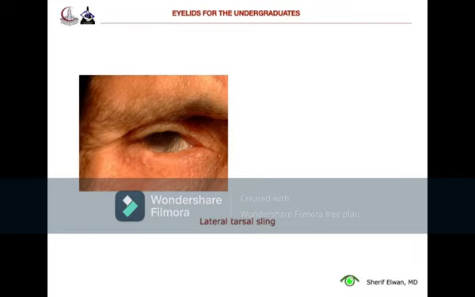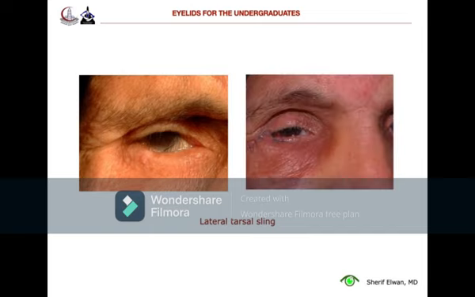And this is the lateral tarsal sling. Here the lashes are maldirected, lower lid involutional entropion. We take an incision at the lateral canthus and take a small tongue from the tarsus to suture it down into the periosteum of the zygomatic arch, and in this way we can rotate the lid margin outwards.